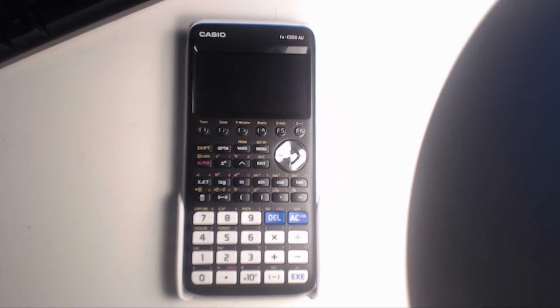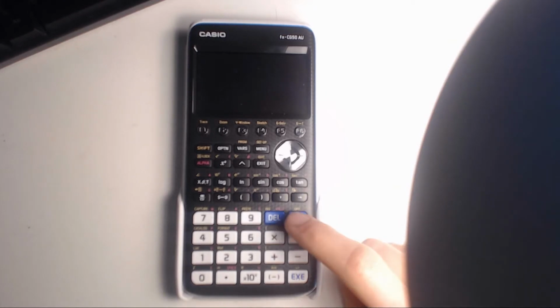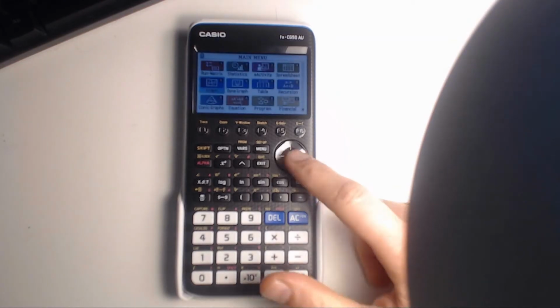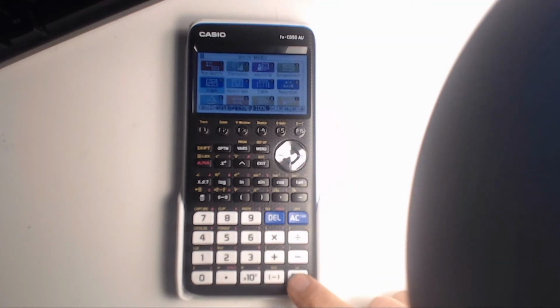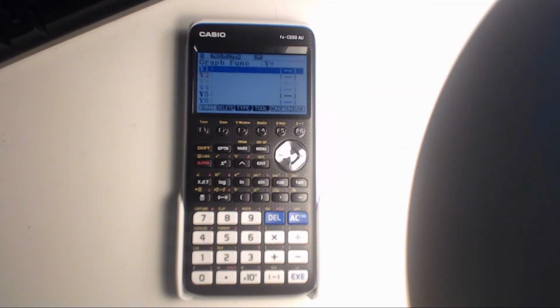In this video, we're going to have a look at how we can use our devices or our calculators to visualize the derivatives of functions. So first thing I'm going to do is switch my calculator on, and then go into graph mode. Now that I'm in graph mode, let's think of a simple function to do a derivative of.